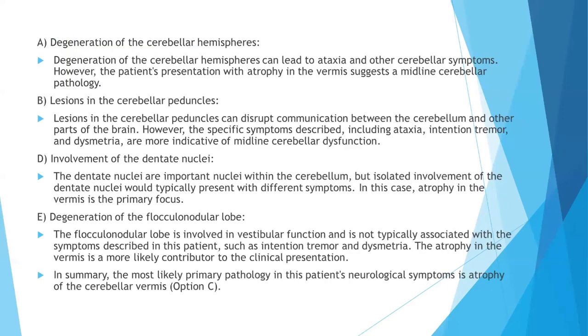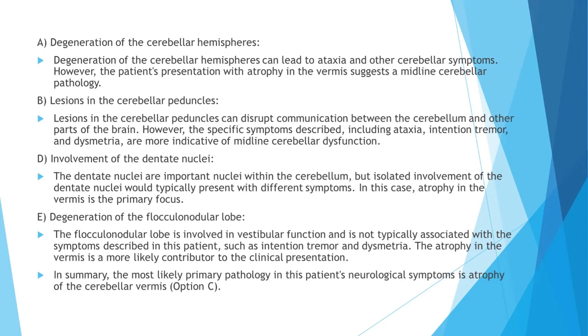Degeneration of the cerebellar hemispheres can lead to ataxia and other cerebellar symptoms. However, the patient's presentation with atrophy in the vermis suggests a midline cerebellar pathology. Lesions in the cerebellar peduncles can disrupt communication between the cerebellum and other parts of the brain. However, the specific symptoms described, including ataxia, intention tremor, and dysmetria, are indicative of midline dysfunction.